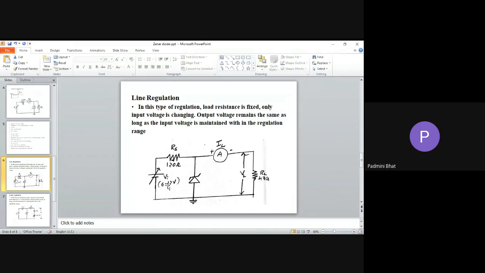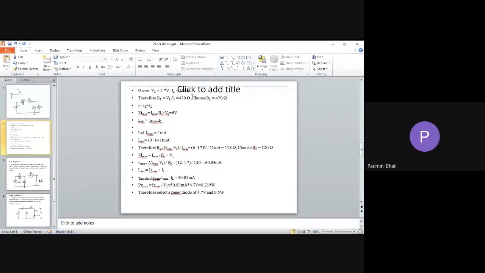So I can tell you that yes, this circuit is line regulated. This diode is regulating this source. Now you can wonder why she has taken 470 ohms and why she has taken 120 ohms here. So let us see the design.